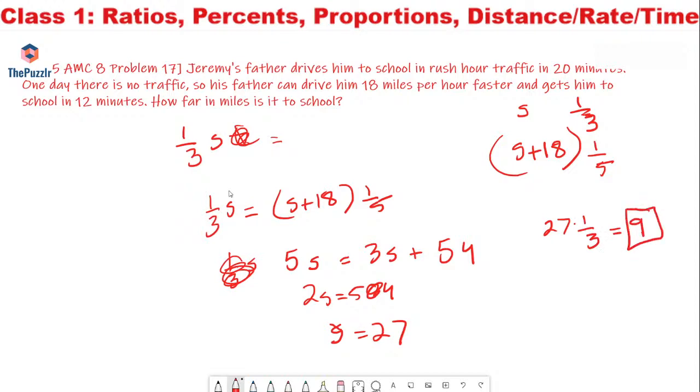Let's just double check our answer. If his dad is traveling at 18 miles per hour, which is 27 plus 18, or 45, and then he only needs 1/5 of an hour, is this equal to 9? Yes, it is. So our answer is correct. It's 9 miles to school.